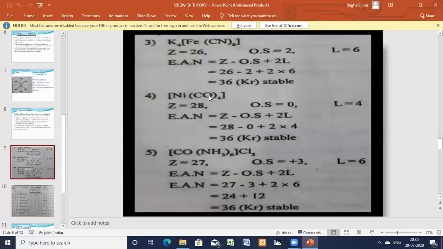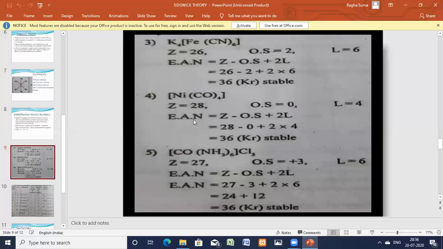So for the nickel tetracarbonyl complex, Z is the atomic number of the central metal atom, nickel, which is 28. Now what is the oxidation state? Each carbon monoxide ligand gives 0, since it is a neutral ligand. So 4 into 0 is 0, X plus 0, so X is equal to 0. The nickel oxidation state is 0.